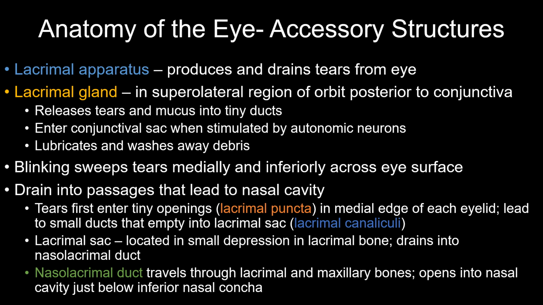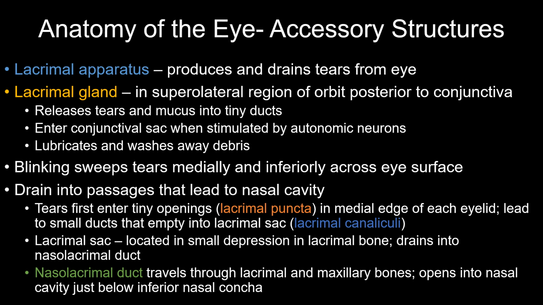This is located in a small depression in the lacrimal bone. This lacrimal sac drains into the nasolacrimal duct, and that actually travels through the lacrimal and maxillary bones, reaching the inferior nasal meatus. And there's a photo here that'll show you exactly how narrow these ducts get through an X-ray.